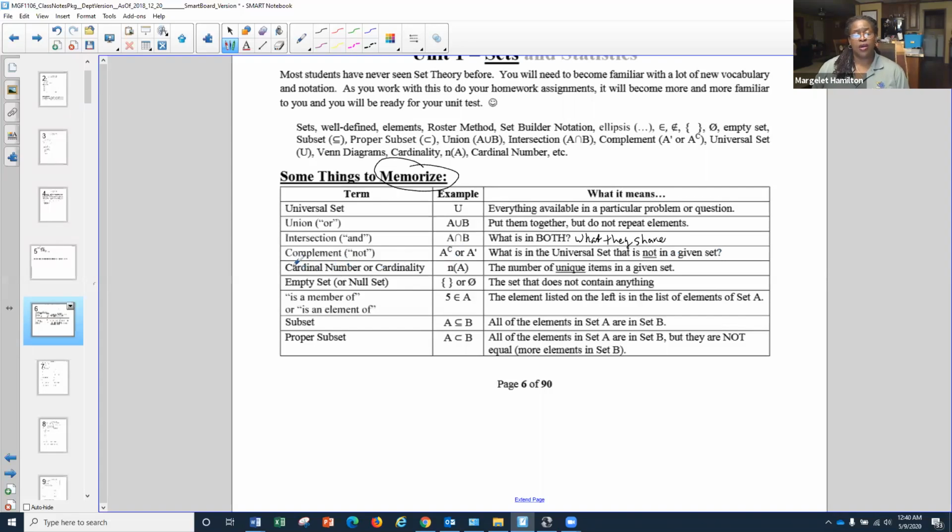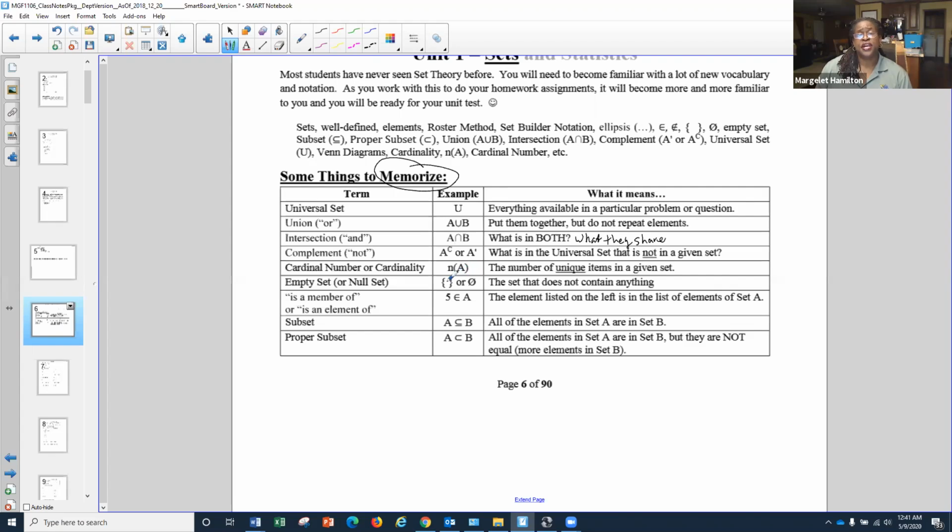Cardinality, cardinal number or cardinality is read n of, and then they'll tell you the set in parentheses. So if you remember in algebra, we had f of x and m of x and all of those things. Here it's going to be read the same way. It's going to be n of A or n of whatever set they put in the parentheses. This simply wants you to tell how many elements are found in that set.